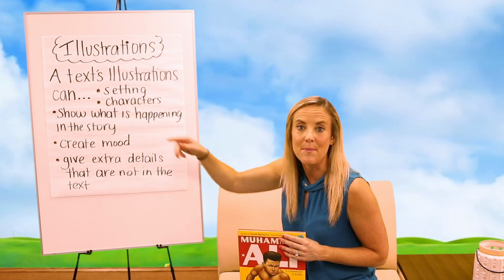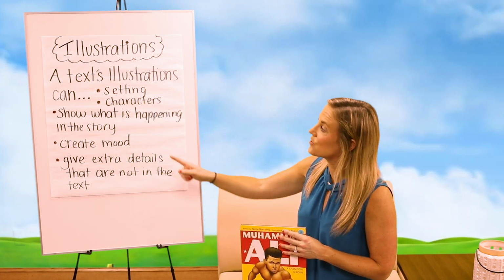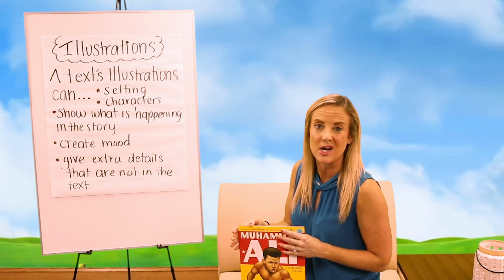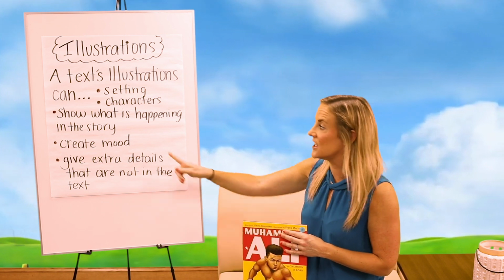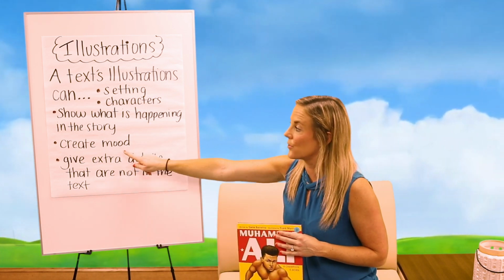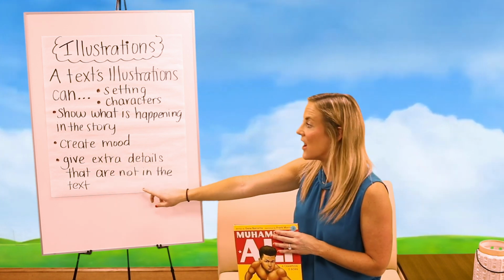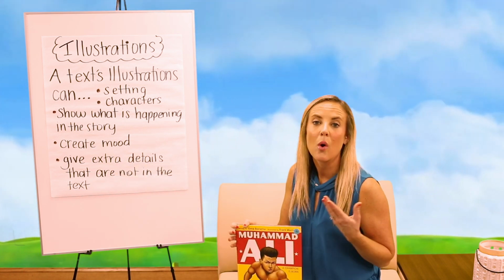Illustrations can tell you something about the setting, or where and when the story takes place. Our illustrations can tell us something about the character that maybe isn't apparent in the text. Our illustrations can show what is happening in the story. Our illustrations can also create a mood. And then also they can give you extra details that are not included in the text or the actual words of the story.